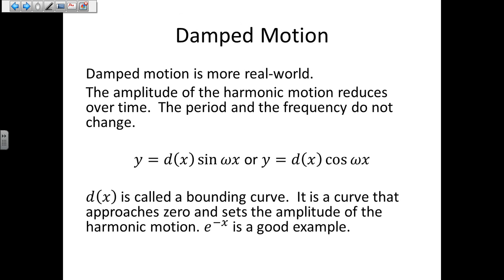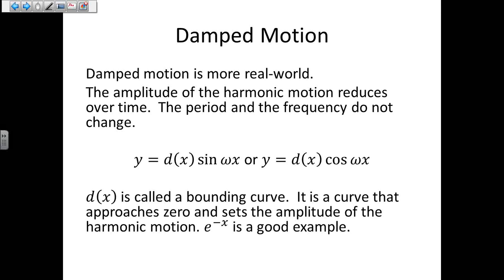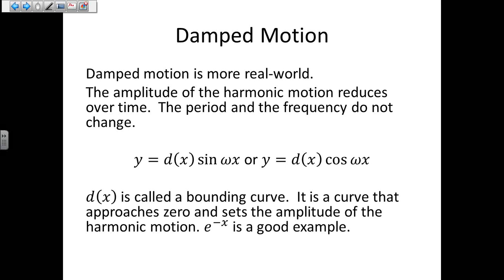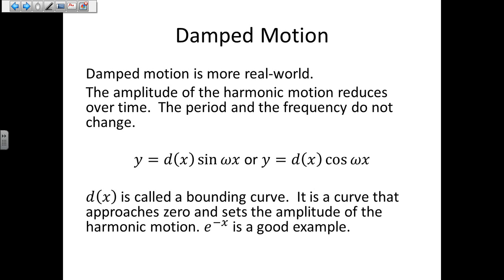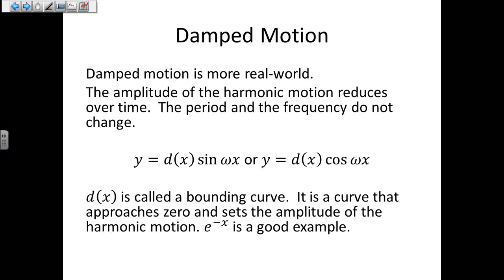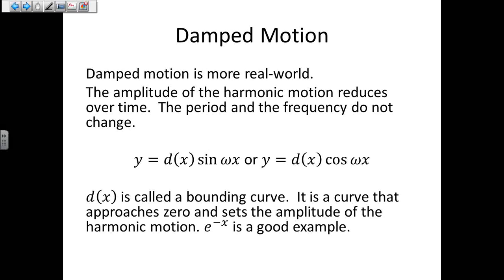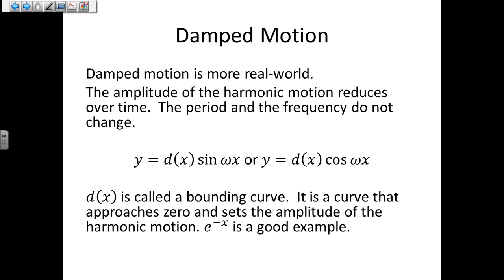Now, damped motion is a lot more real world than simple harmonic motion, because objects that are moving back and forth, whether it's the pendulum on a clock or the spring bouncing up and down, the amplitude of that motion reduces over time due to friction, due to air resistance. So that's true real world motion, when the amplitude is being reduced. Now the period and the frequency of the harmonic motion do not change. That's actually a fact of life, and it's something that we use with pendulums on clocks, that even as the pendulum is swinging less and less, it takes the same time to swing back and forth.